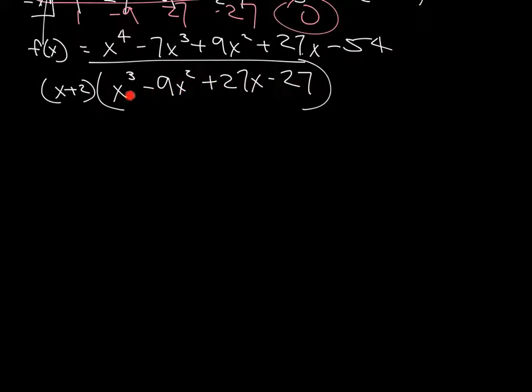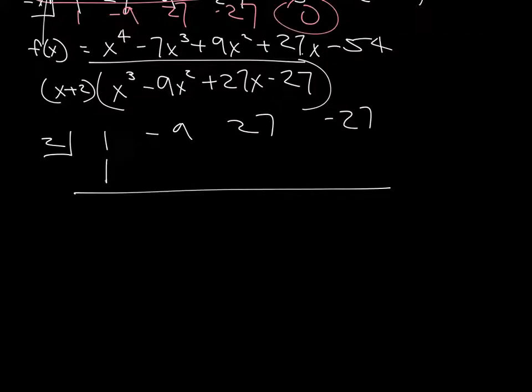What goes into this evenly? Let's see, what could I try in there? I could try a negative 2. Let's go 1, negative 9, 27, negative 27. Bring the 1 down, 2, negative 7, negative 14. Let's see, that's 10, 13, 20. No, that's not going to work. So 2 does not work.